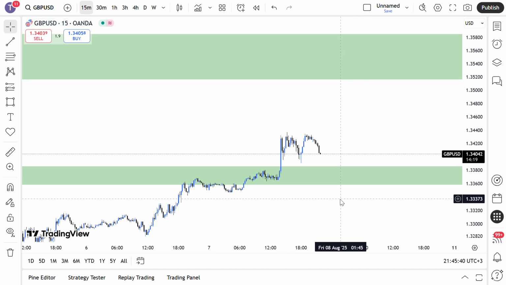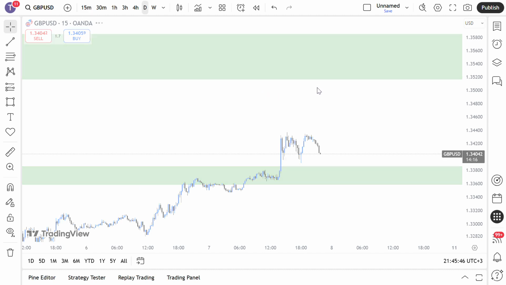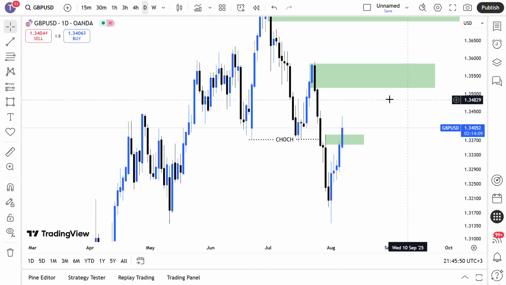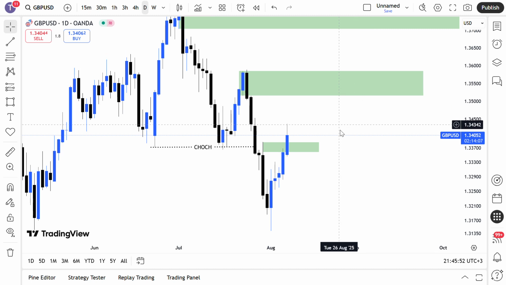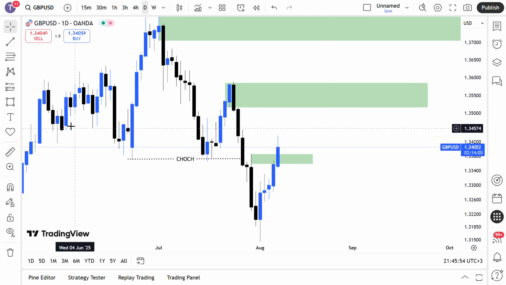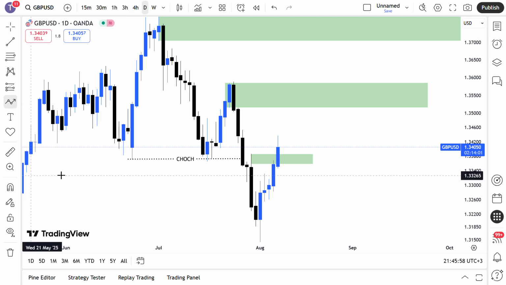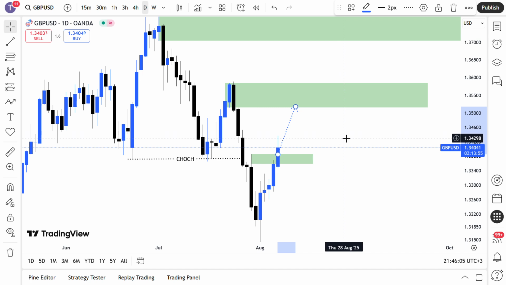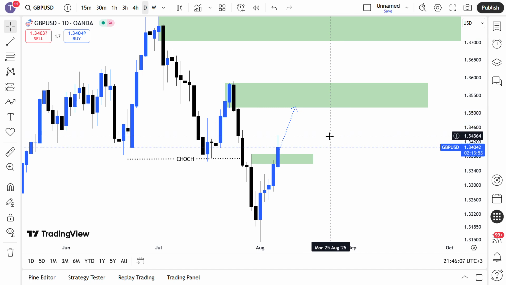I'll be looking for buys to the upside to this zone, to the daily order block. Remember, we have this daily order block, so we will be looking for buys to this point. The buyers we have here now are very clearly shown, and we are going to look for buys from the current point to the order block. So that is for GBPUSD.